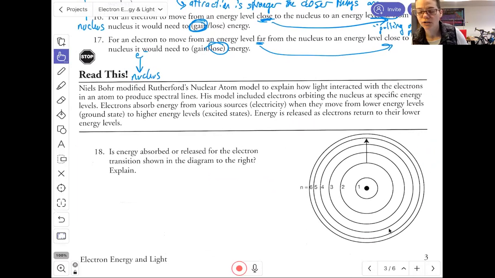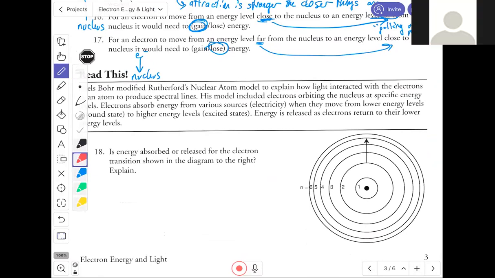Is this diagram recognizable as a model of an atom to you? Most people, I feel like this is what you leave elementary or middle school or biology conceptualizing as an atom, right? So what is the dark dot in the middle? The center. And what do we call the center? Nucleus. Yeah, that's our nucleus.